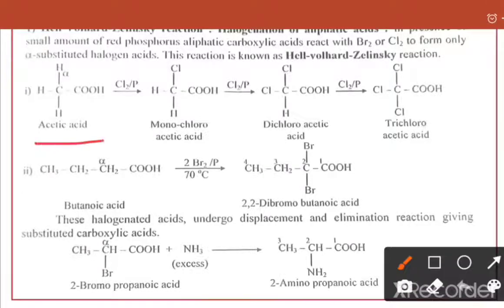So friends, here first we take the acetic acid. This is the structure of acetic acid, that means CH3 C double bond OH. I have split up this hydrogen here, 3 hydrogen, here carbon, here hydrogen, hydrogen, hydrogen, and this on treatment with Cl2 in presence of phosphorus, that means the red phosphorus.